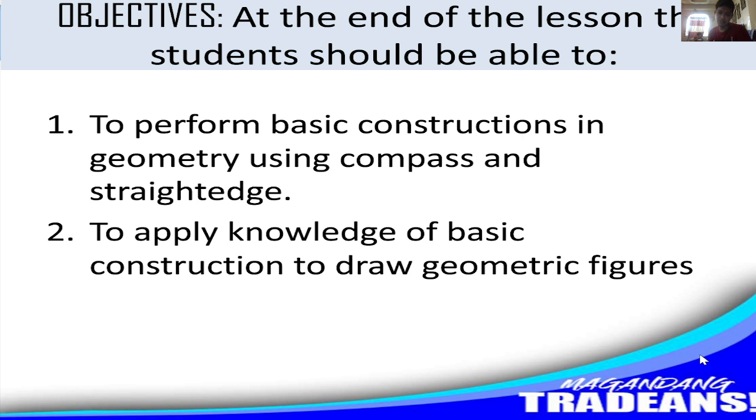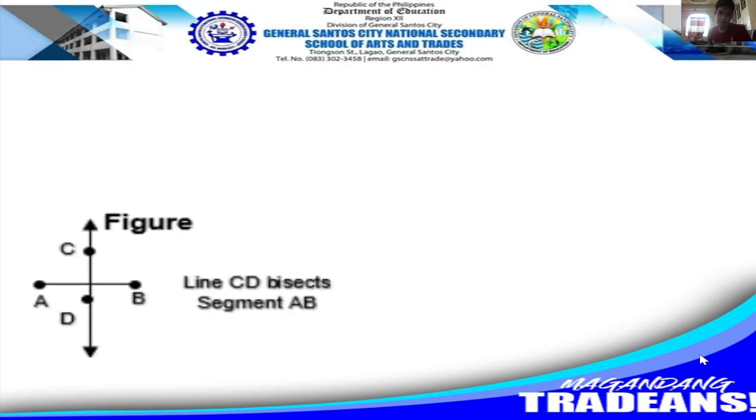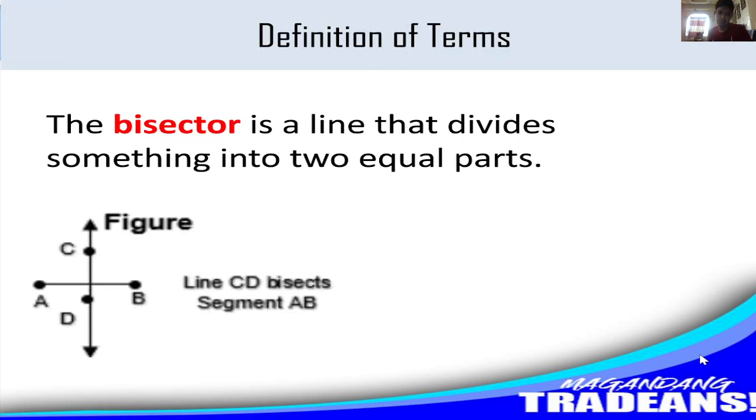So in this lesson, you are required to have your compass and your ruler or the straight edge. So again, please have your compass and straight edge on this lesson. So let us begin our example and our definition of terms. So the bisector is a line that divides something into two equal parts. When you say bisector, it is a line. Line daw siya na nag-divides ng something into two equal parts.